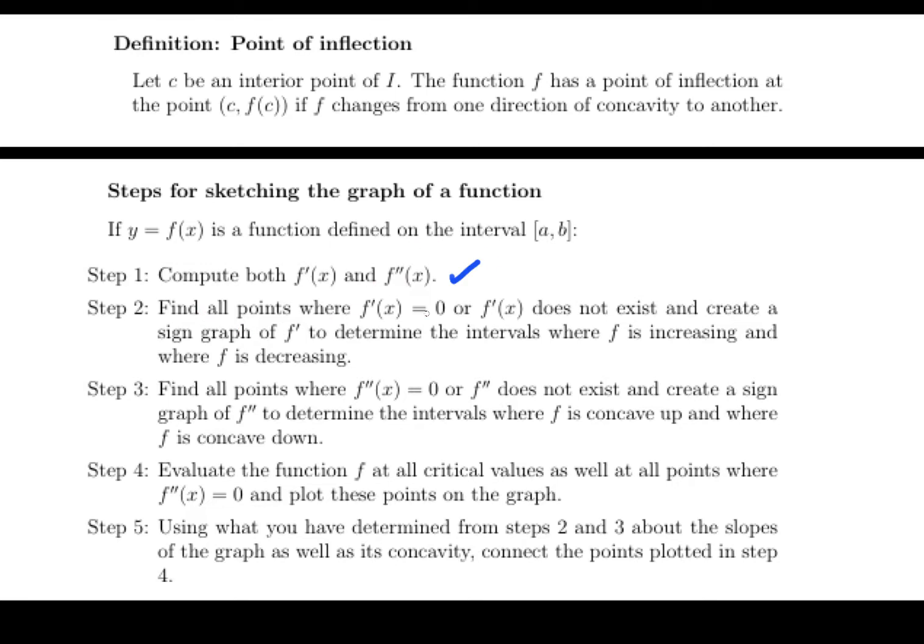Then we'll find the points where the derivative is 0 or doesn't exist. Those are our critical values, and we create a sign graph like we did in the exercise. Then we'll find all the points where the second derivative is 0 or doesn't exist and create a sign graph for it, just like in the last example. Then we'll evaluate the function at these critical values and where the second derivative is 0, and plot these points. Why? Because at the critical values, we can have local max or local min. So those are important spots.